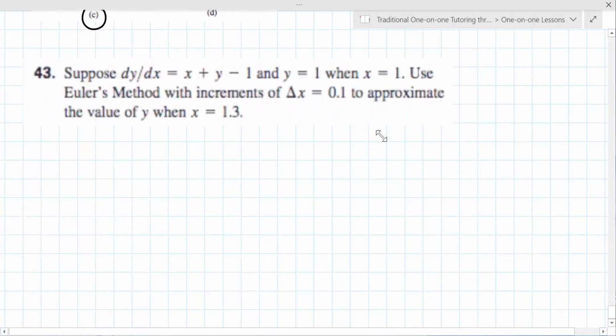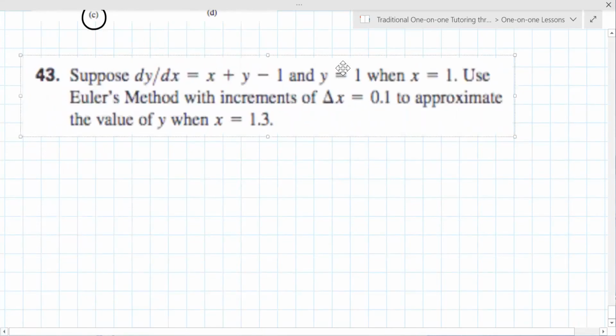Okay, suppose dy/dx equals x plus y minus 1, and y equals 1 when x equals 1. Use Euler's method with increments of delta x equals 0.1 to approximate the value of y when x equals 1.3. So your current y is this, and you would assign that to be y1, or y subscript 1. You'd maybe want to write out your, how do I want to do this? Let's make a table.